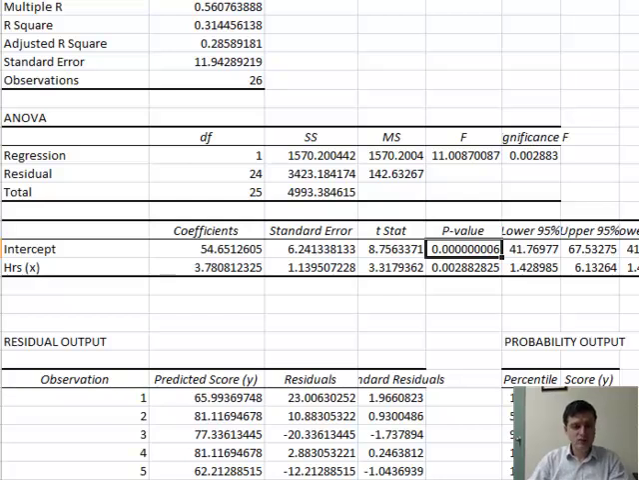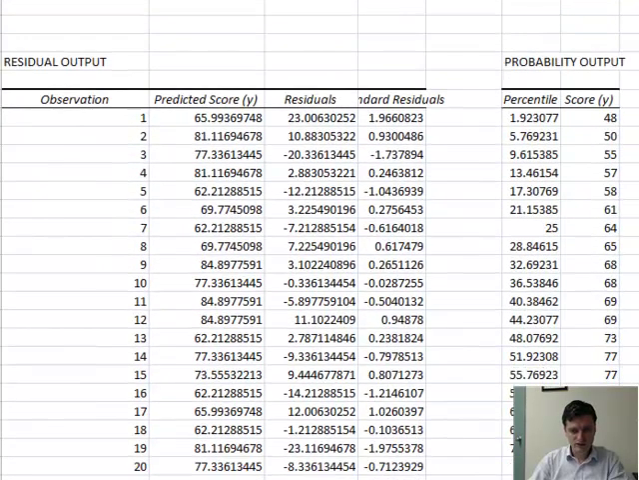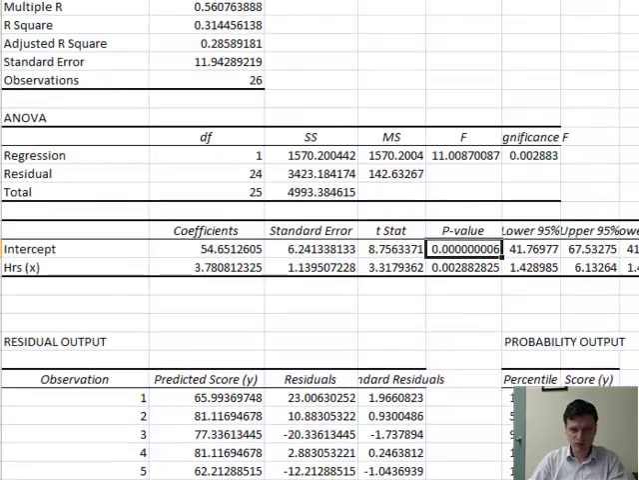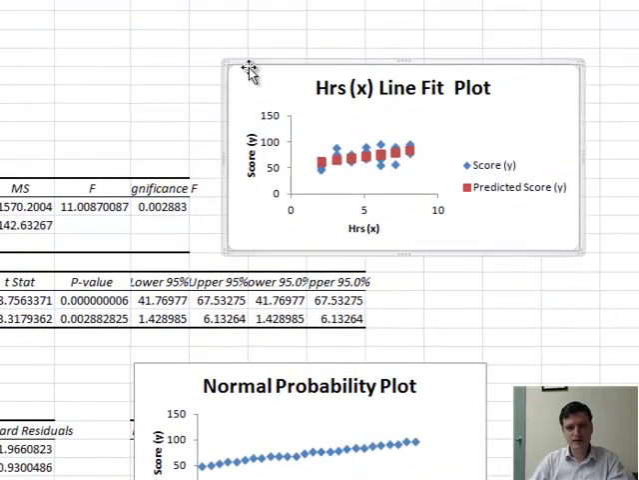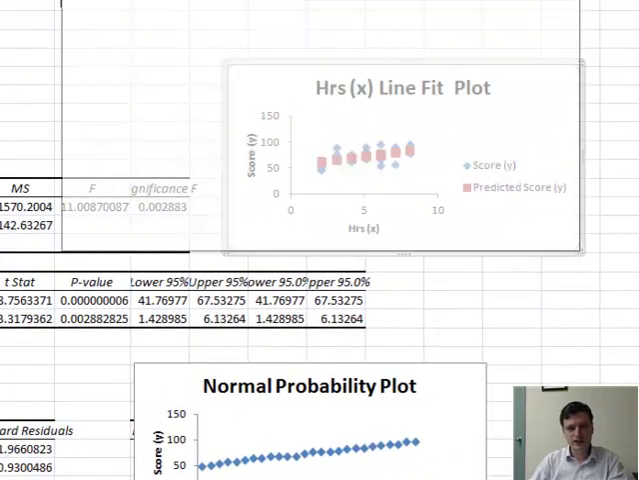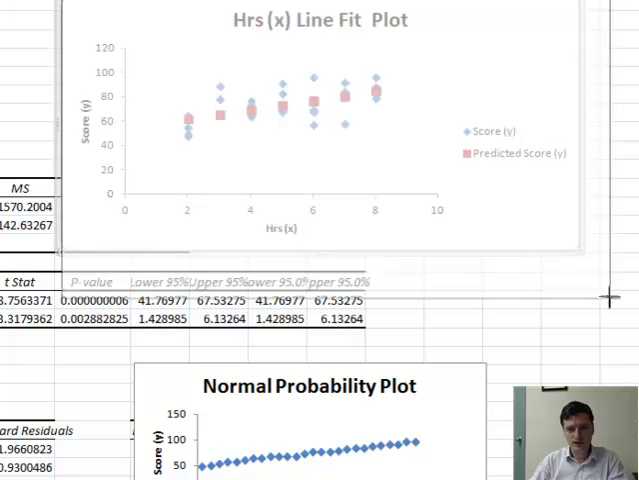So basically, that's the interpretation of the regression output. Then we have the residual output and probability output. We're not going to talk about them in this particular podcast. But the fit line, I just want to show you here.